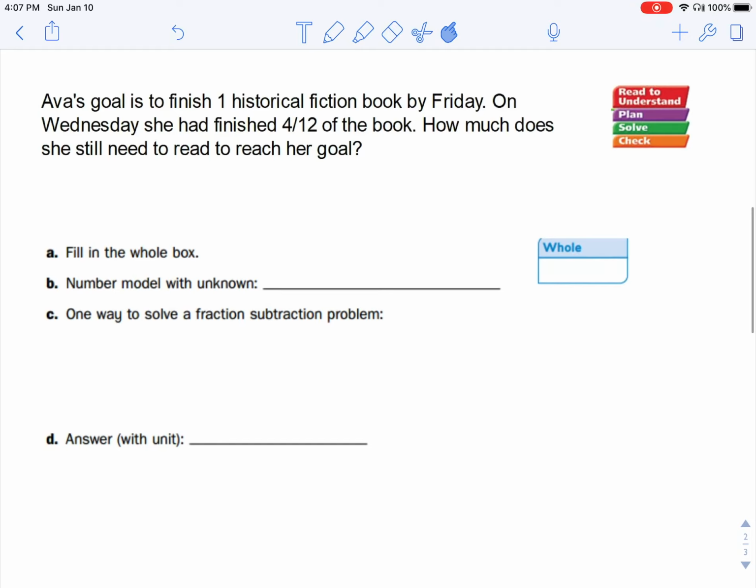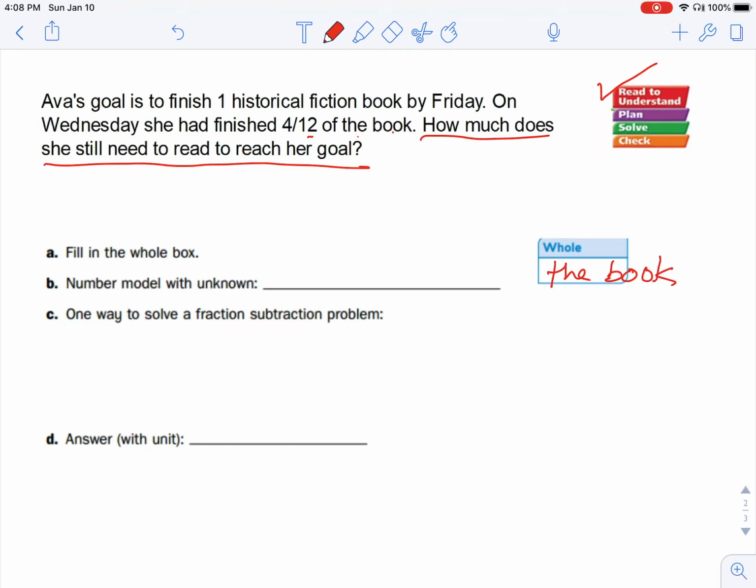Let's look at this word problem. Ava's goal is to finish one historical fiction book by Friday. On Wednesday, she had finished 4/12 of the book. How much does she still need to read to reach her goal? What's the question asking here? How much does she still need to read to reach her goal? Check that off. Now, to fill in the whole box, we're going to look right after the fraction. It said she finished 4/12 of the book. So the whole is the book, or a book.